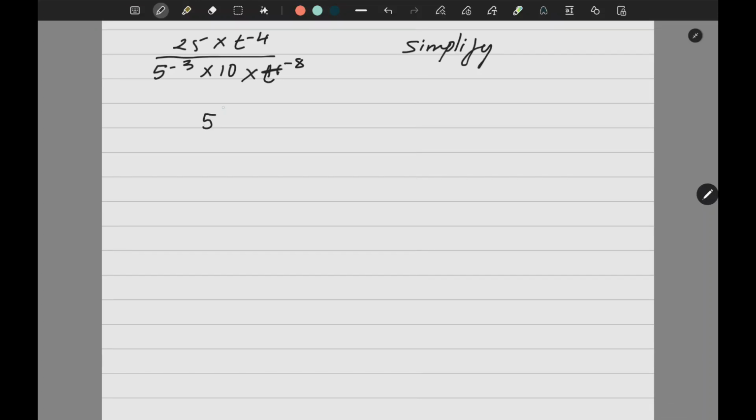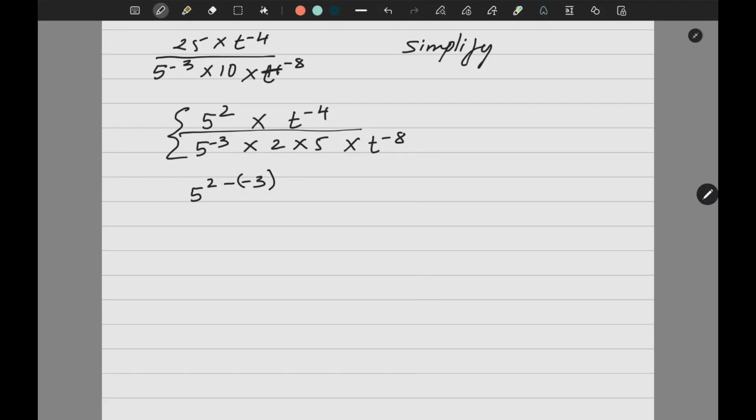So now it is 5 square into t to the power minus 4. Then 5 minus 3 into 2 into 5 into t to the power minus 8. Now I will apply the rules. First I am applying the rule on 5. It is in division. So 5 to the power 2 minus of minus 3. Then applying on t. So t to the power minus 4 minus of minus 8. And then 5 to the 10.